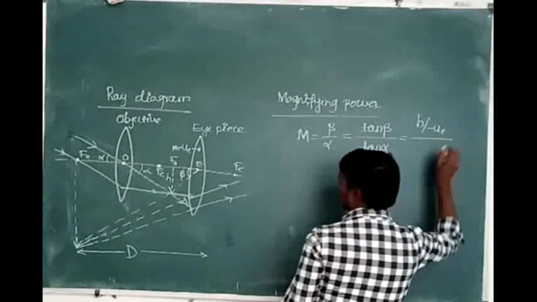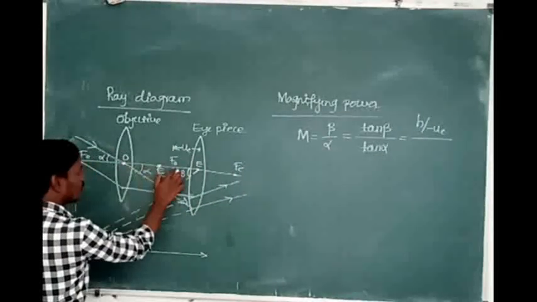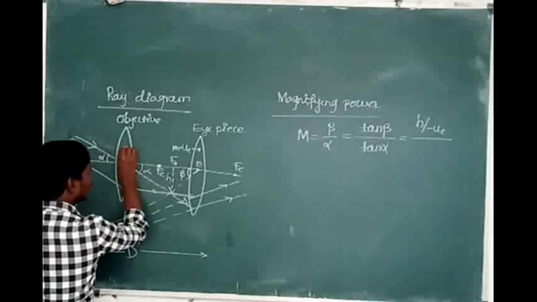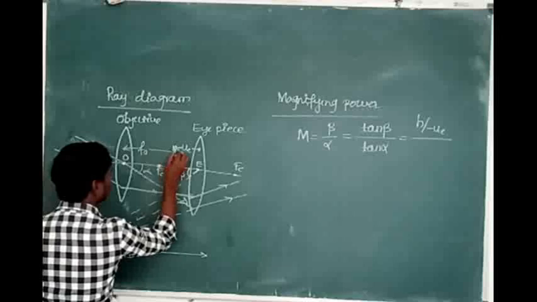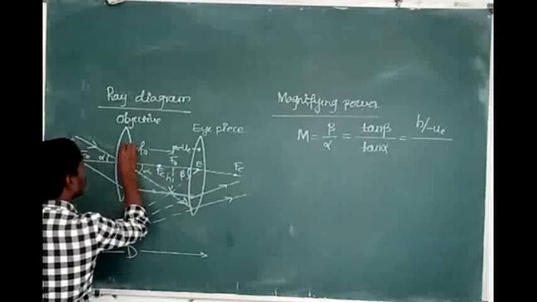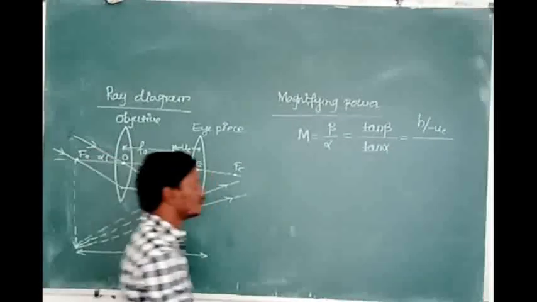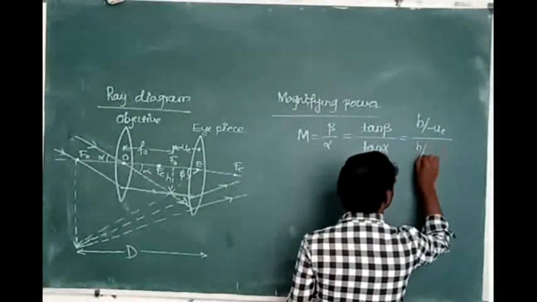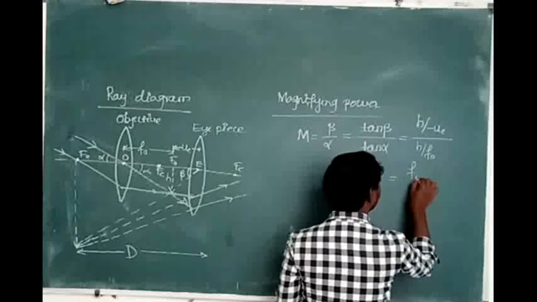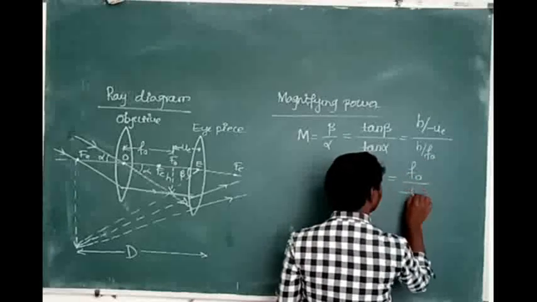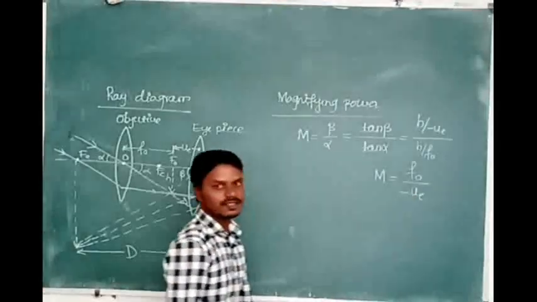Then divided by. Then what about tan alpha? Again opposite side divided by adjacent side. What is the opposite side here? That is H again. But the adjacent side is nothing but the focal length of the objective lens, that is FO, and if this is taken as positive here, then it is h by fo. Then h and h get cancelled, we will get fo by minus of uv. Then it is the magnification produced by the astronomical telescope.